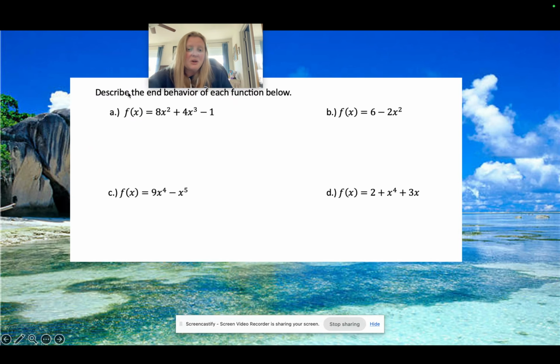In my next video, I'm going to give you 4 examples, and we're going to see if we can figure out, 1, what the picture even looks like, and 2, how do we write the end behavior.